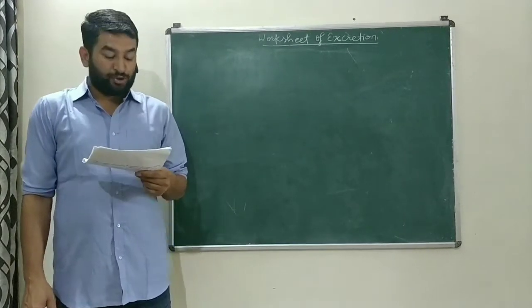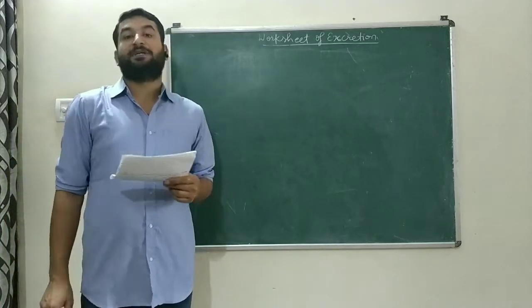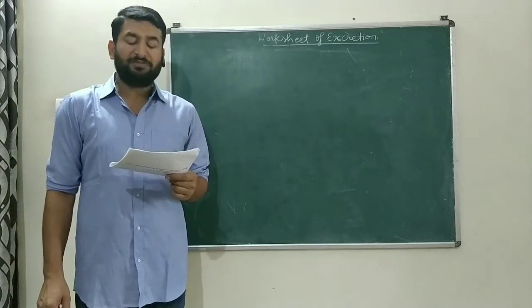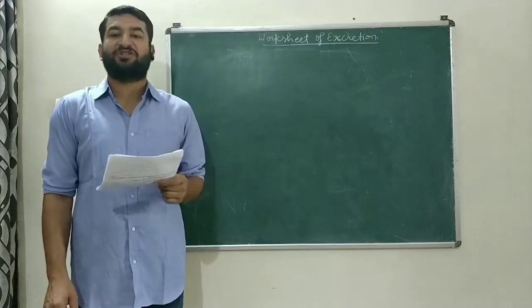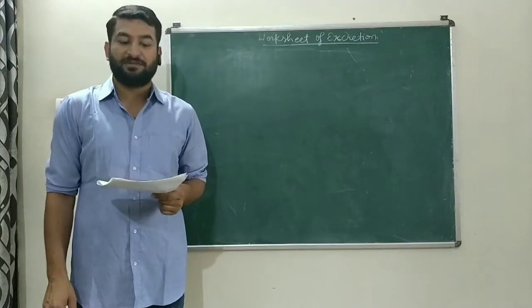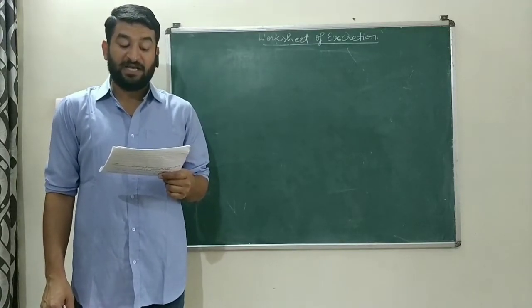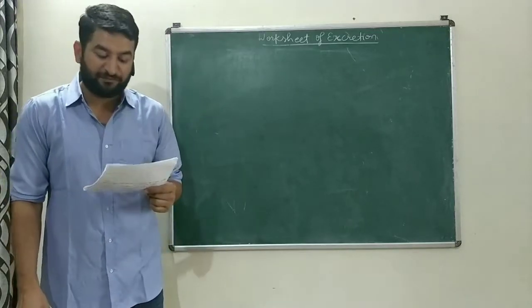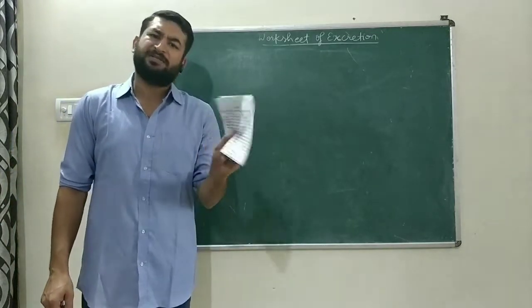Now we discuss question number 3 and 5 together. Question number 3 says, describe the structure and functioning of nephrons. And question number 5 says, describe the process of urine formation in the kidneys. We'll discuss it all together.